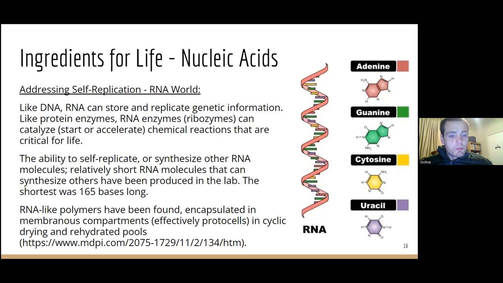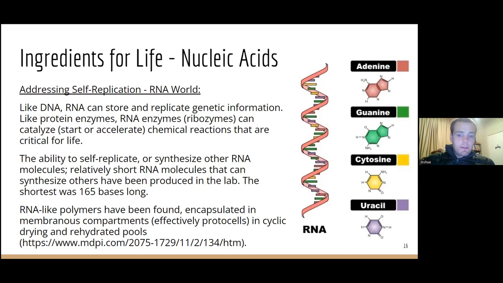The shortest was 165 bases long, so 165 base pairs. Basically the reason why they believe that RNA would have had to have been a precursor to DNA is just because it seems to do all the jobs of what DNA can do, but it does it without having to be transcribed into proteins. It sort of loosely does those jobs by itself. RNA-like polymers have been found encapsulated in membranous compartments, sort of effectively like a protocell, in situations where there's been a drying and rehydrated pool around volcanic areas. So that's one of their theories, and that's where that comes from.